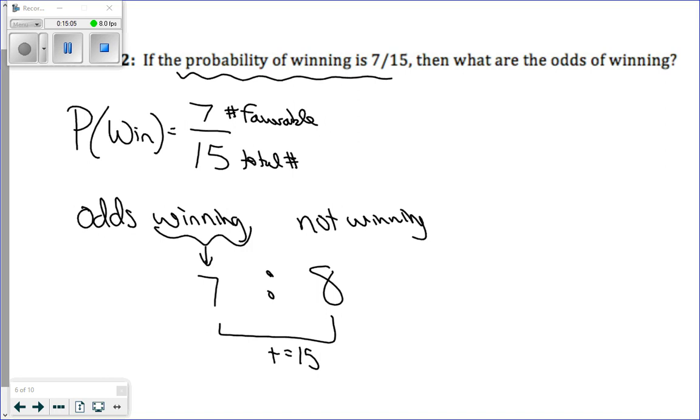Another way to think of it, can somebody just punch in 7 divided by 15 on their calculator? So 46 point, what was the next number? You only have a 47% chance of winning. It's less than 50%, so the odds are not in your favor. See how that makes sense? So if that number is smaller than 50%, when you do this, this number should be smaller, this number should be bigger.